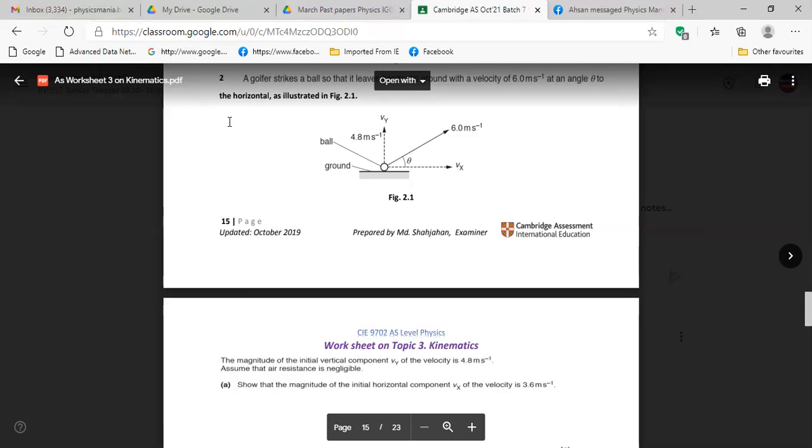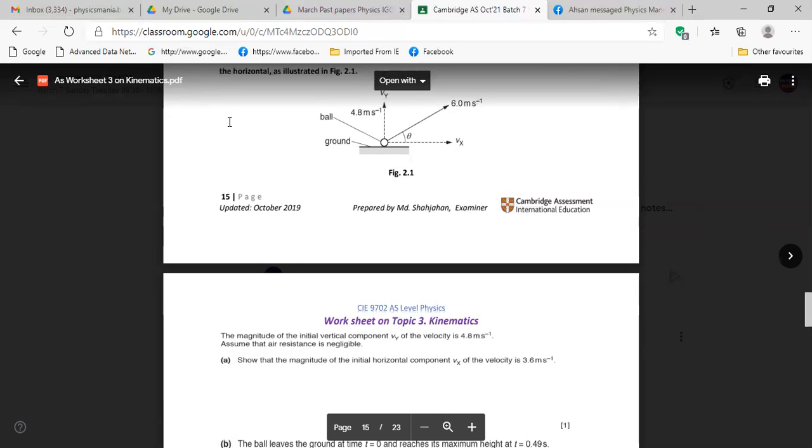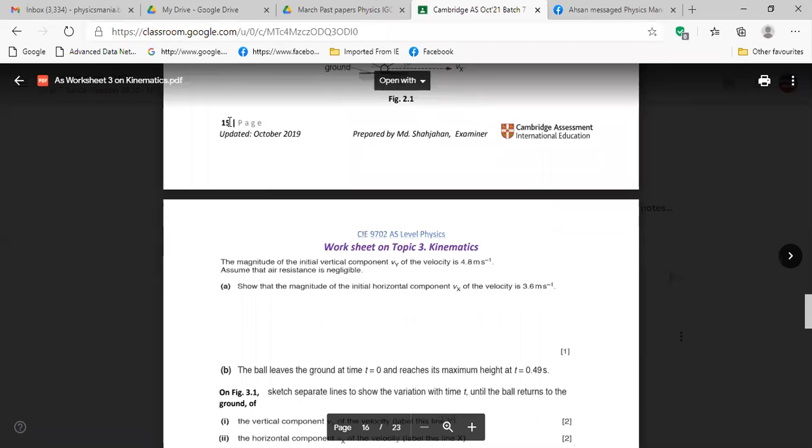This one is very easy. A similar question we did, right? Horizontal component, how can we find it from the Pythagoras formula, right? Yes, sir. So what should be the formula? How can we write Vx? Vx equals root over 6 square minus 4.8 square, right? So do it and tell me you got 3.6 or not. It's very simple to get.